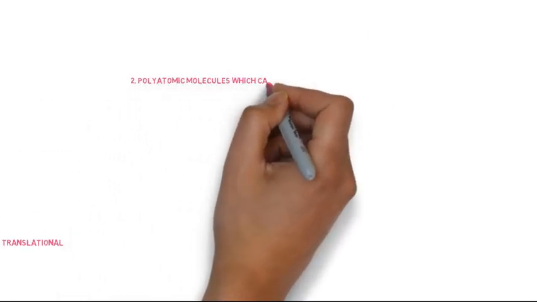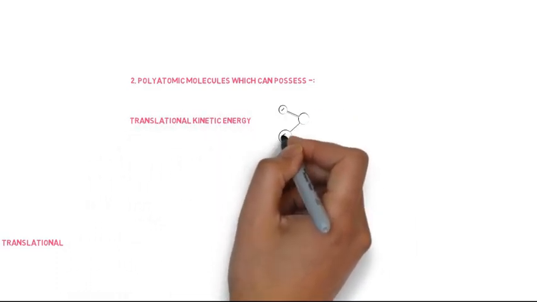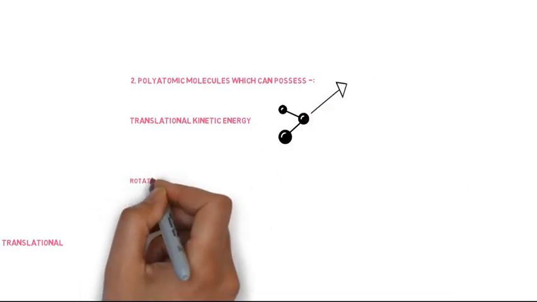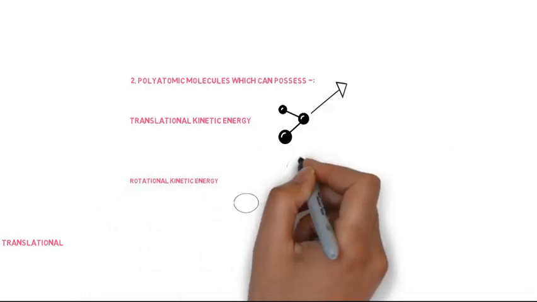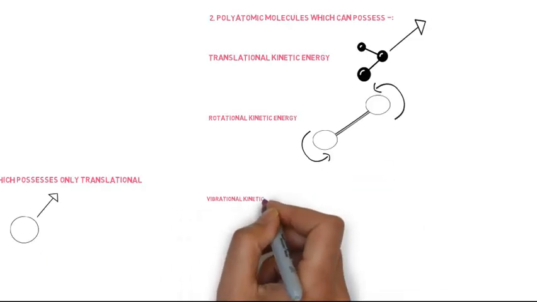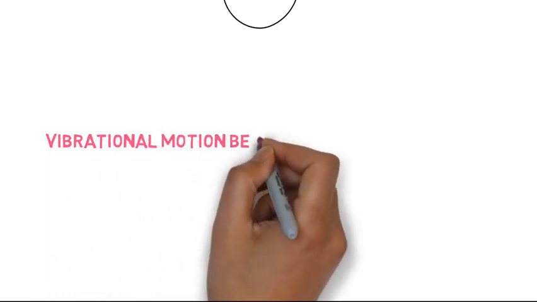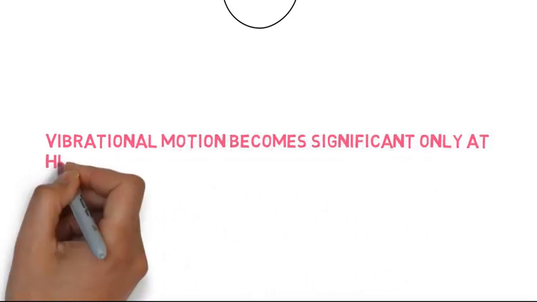Second one, polyatomic molecules, which can possess translational kinetic energy, as is shown here, rotational kinetic energy, atoms rotating about their axis, and vibrational kinetic energy, atoms vibrating. One point to note here is that vibrational motion becomes significant only at high temperatures.